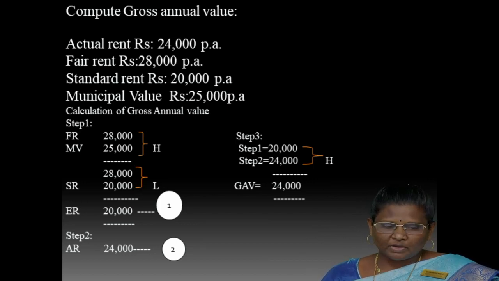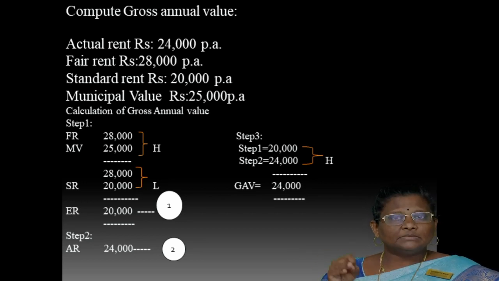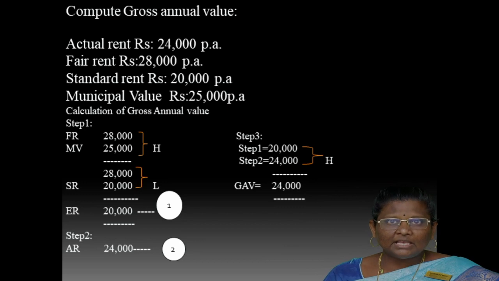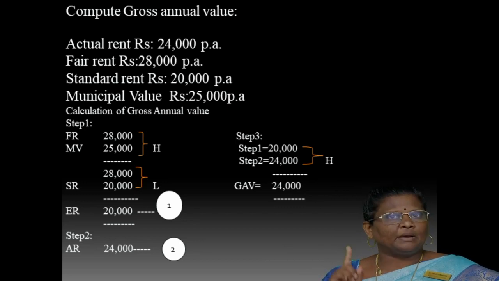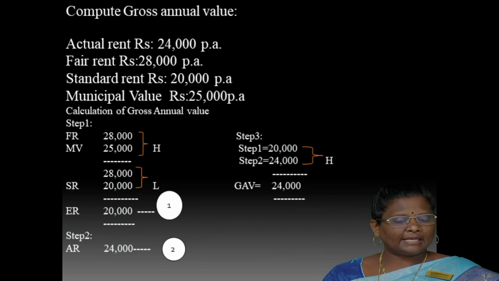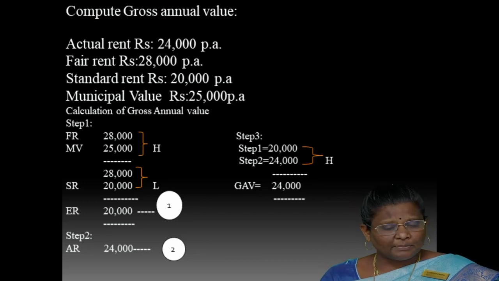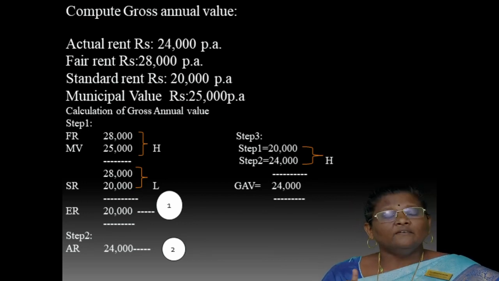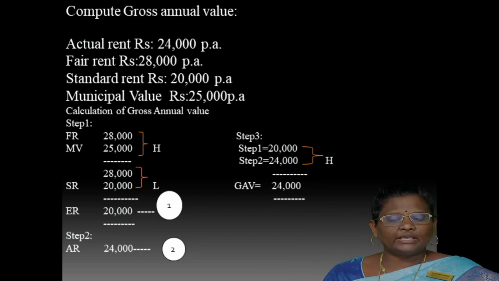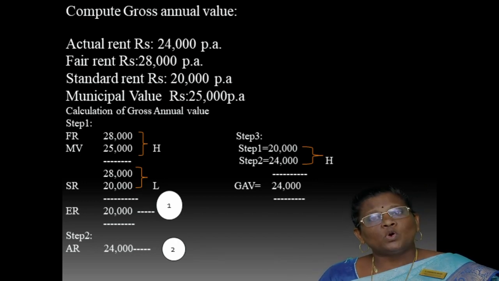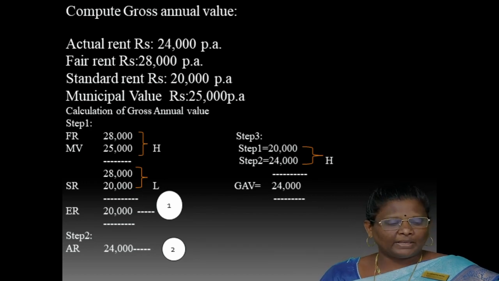So in step number 1, fair rent and municipal value are compared. Higher is taken. From that amount, standard rent is compared. Lower will be taken. That is the expected rent, step number 1. Coming to step number 2, actual rent rupees 24,000. Here there is no unrealized rent. So the step number 2 value is 24,000. Step number 3, step number 1 and step number 2 are compared. Whichever is higher will be taken. So here 24,000 is higher. So the gross annual value is rupees 24,000.